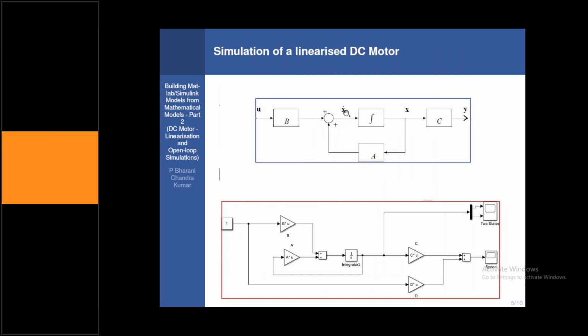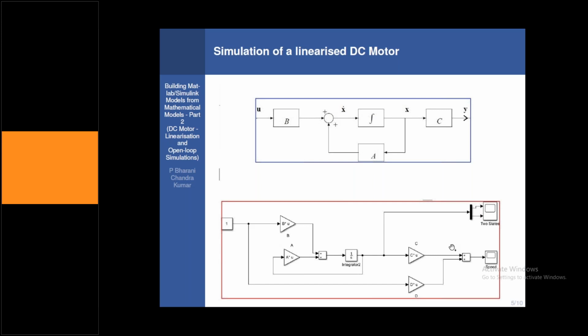This is the one we want: X dot equals A into X plus B into U, and Y equals C into X. This is a very standard one. This is the integrator: X dot gives X, then A multiplied by X. Here also, X dot equals A into X plus B into U, and Y equals C into X plus D into U. Though D is zero in our case, just for the general representation I have represented it like this. So this is my linear model.